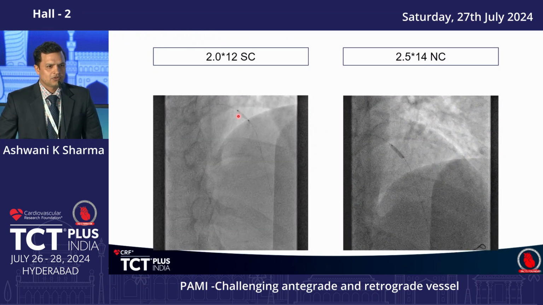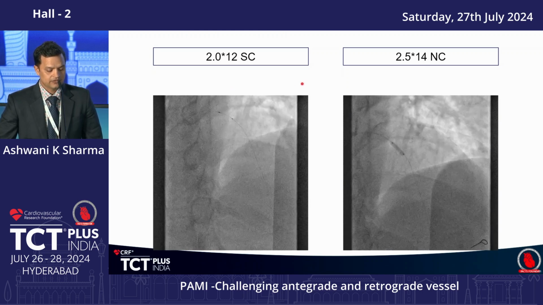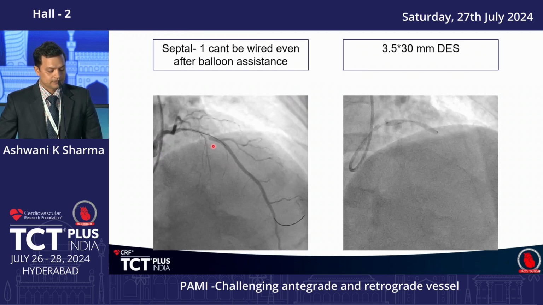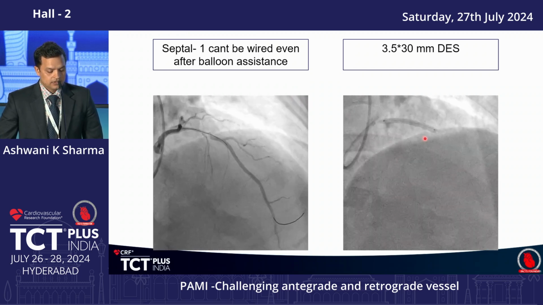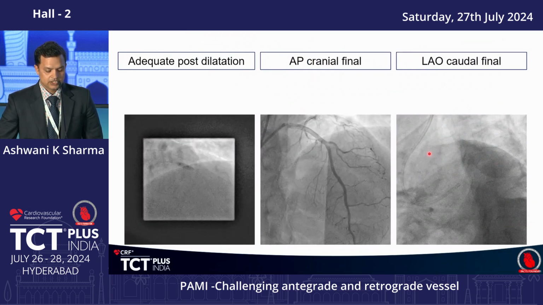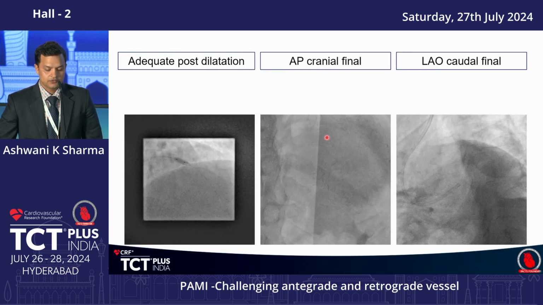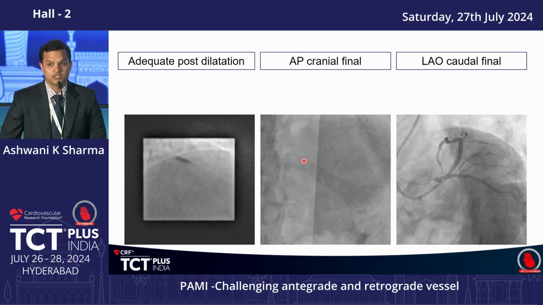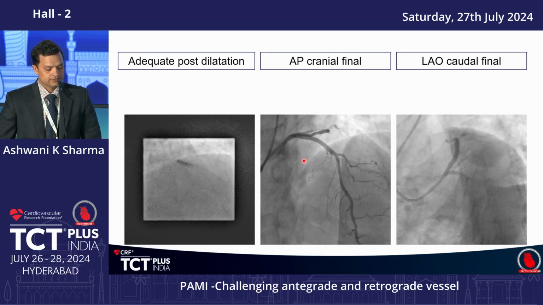I tried my best to cross the septal, but I couldn't wire it. Then I did a sequential predilatation, and again I put in efforts to cross it, but I really couldn't enter the septal. Then I put in a long stent. It was very well post-dilated, and this is the final angiogram. I couldn't save the first septal, but I know that it was very well filling from the conus branches, and now even the RCA is also there to fill it.